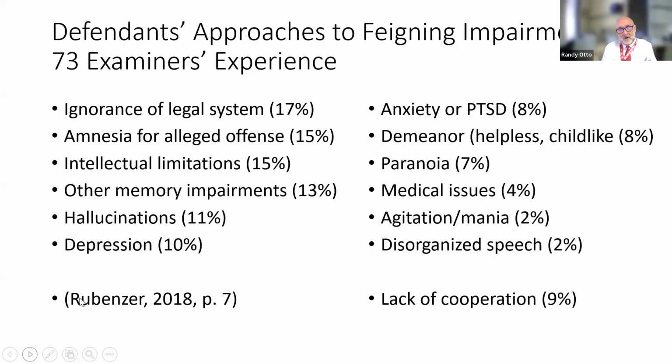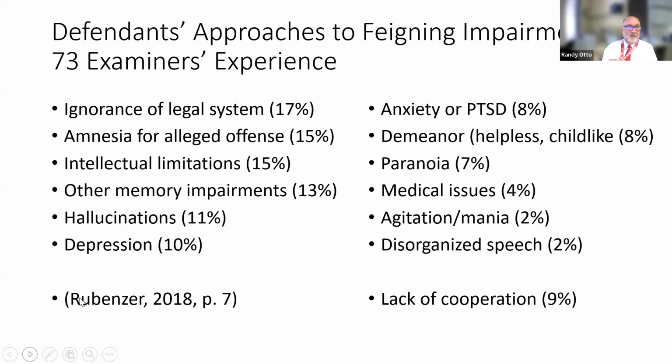Well, first of all, how do you know they were feigning impairment? There's the gold standard question. But again, I don't want to be too critical of Rubenzer's efforts. How did they know they were feigning? And then given that, what was your observation? What was your memory for them? And this is sort of rank ordered here in terms of how many examiners he surveyed endorsed this.